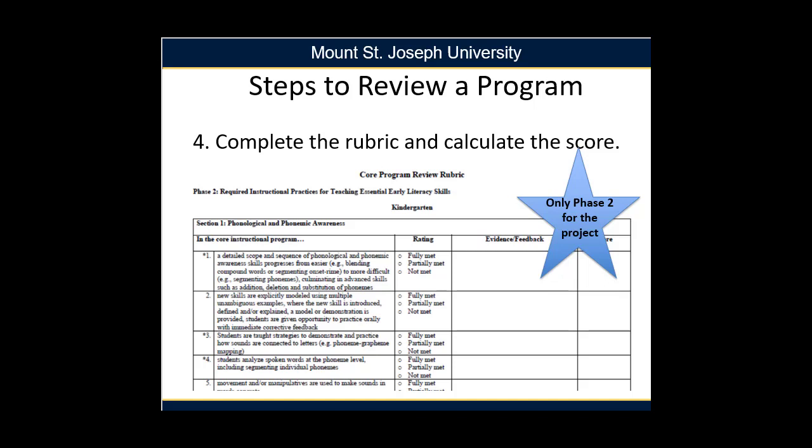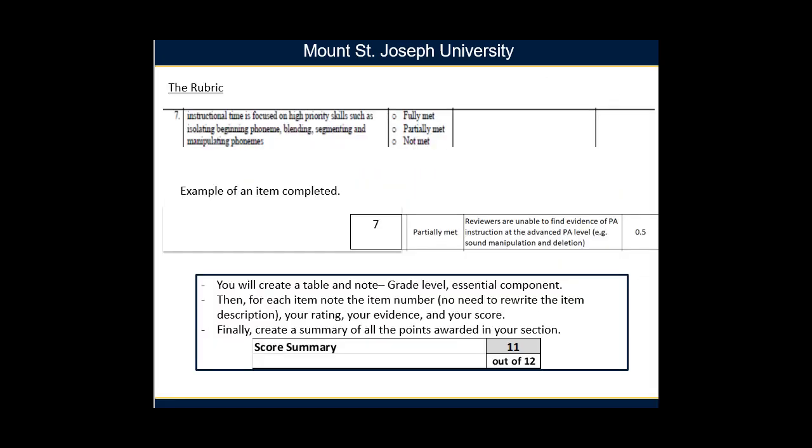And you're only going to complete Phase 2 for the essential component that you've chosen and the grade level that you've chosen. So for each item on the rubric, you're going to provide a rating, fully met, partially met, or not met, evidence for that rating, and then the score. You will create a table in a separate Word document and note the grade level, the essential component, the evidence, and the score that you give it.